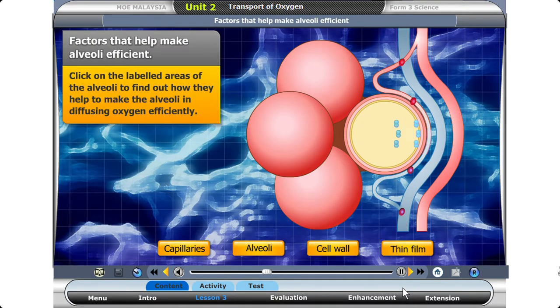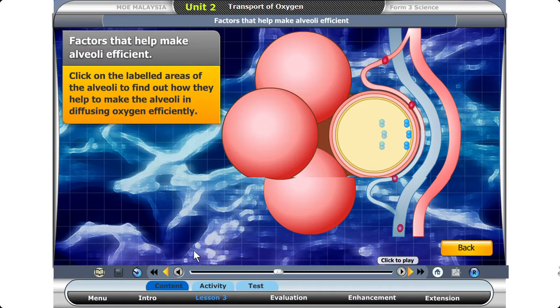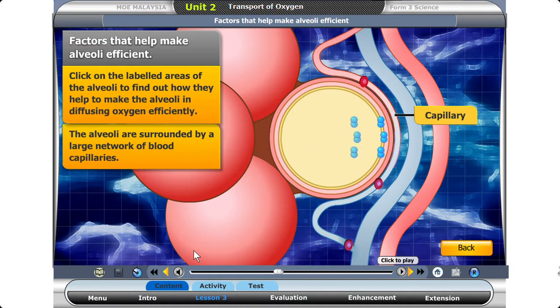What do you think helps the alveoli diffuse oxygen efficiently? Click on the label areas to find out how they can help the alveoli diffuse oxygen efficiently. The alveoli are surrounded by a large network of blood capillaries.